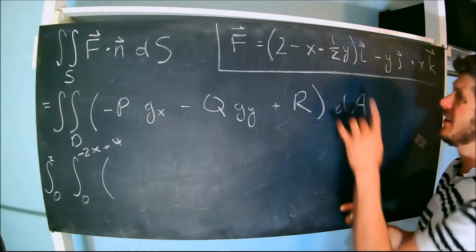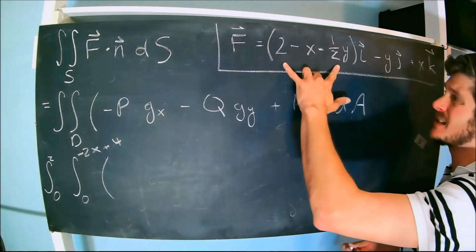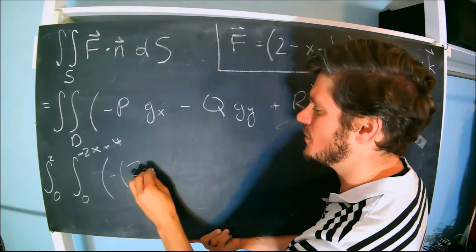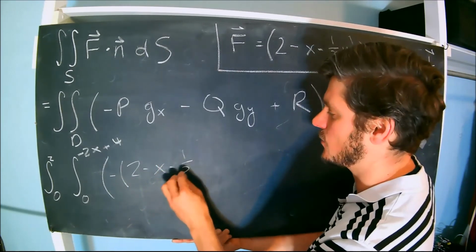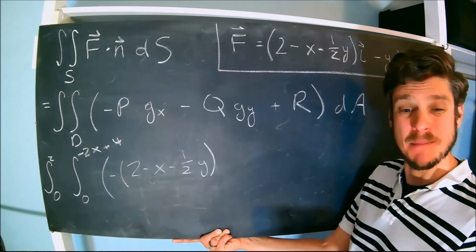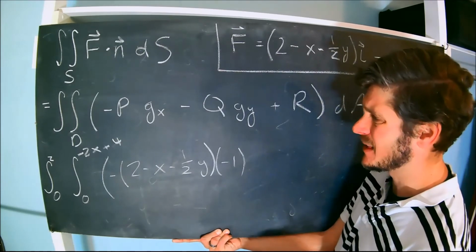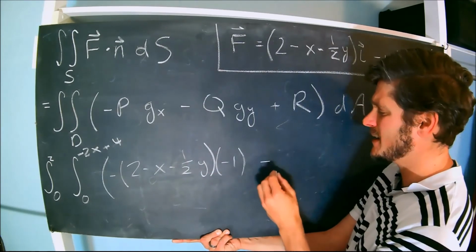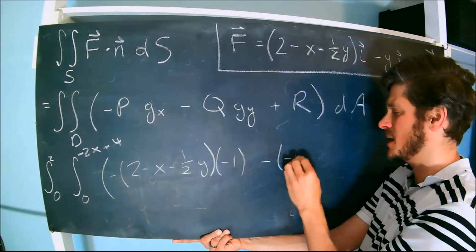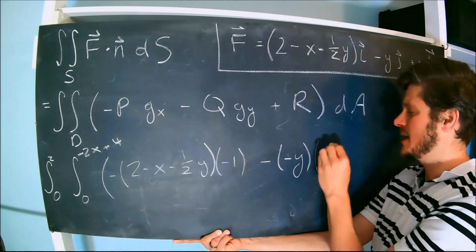So, minus P. Now, I rewrote my vector function in that parameterized form, so remember, P is going to be this entire function here. So, minus the quantity 2 minus x minus 1/2 y times the partial with respect to x. But we said that partial with respect to x was just -1, so not too bad there. And then we'll move over. So minus, and then Q. Well, Q was minus y, so minus y times the partial with respect to y, which was -1/2.